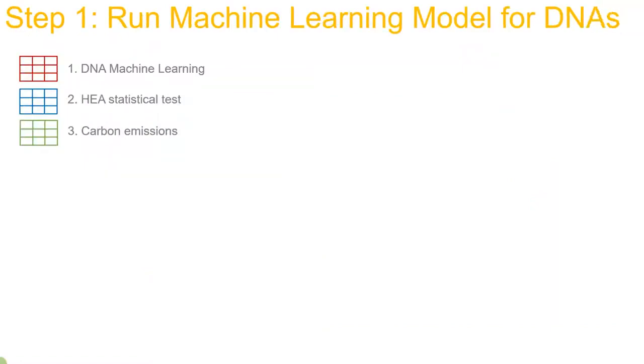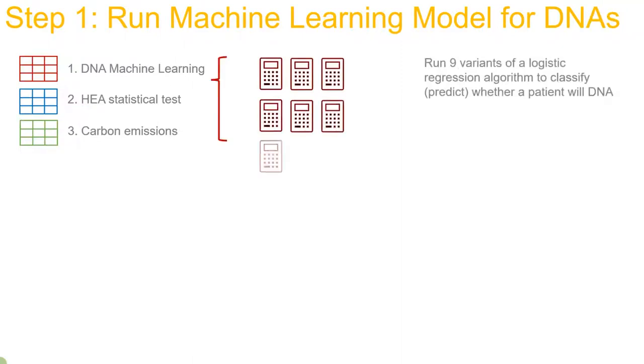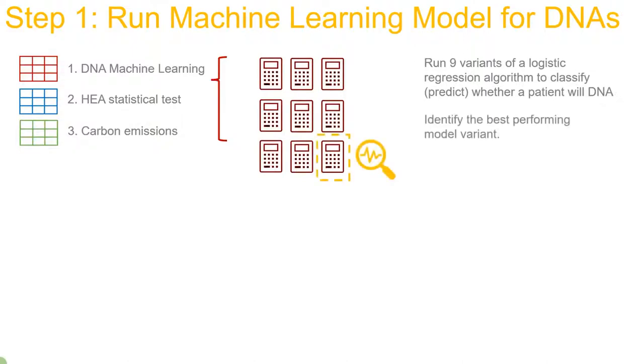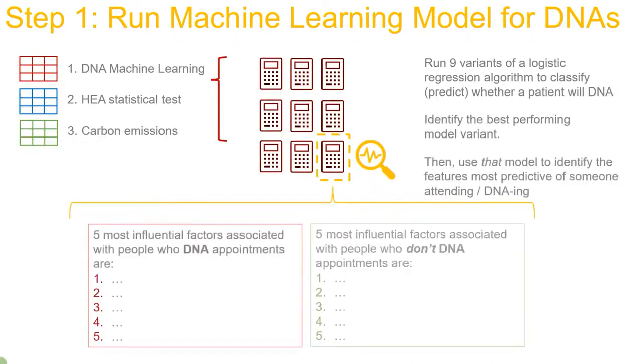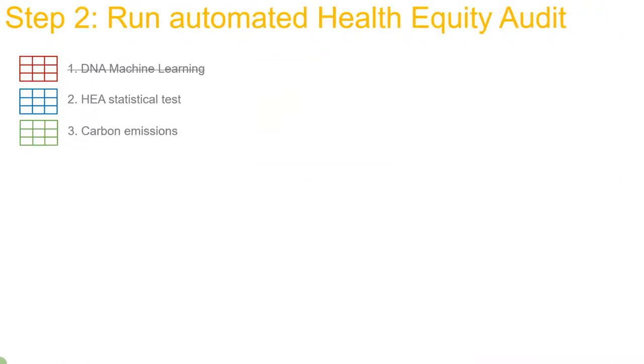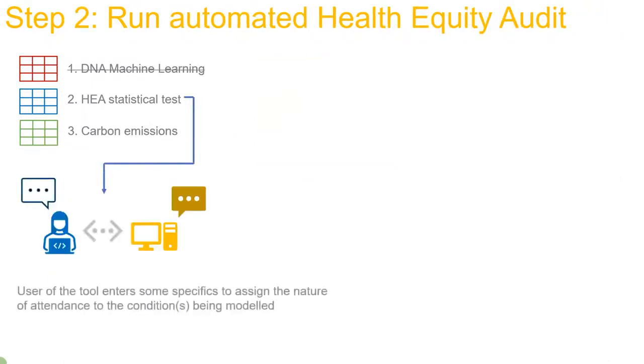So the first thing that happens is we run the machine learning model for the unattended appointments. This analyzes the processed service data with 9 logistic regression machine learning variants. It then identifies the optimum one of those 9, and then it returns the 5 most influential features associated with patients not attending their appointments using this optimum model. It then undertakes an automated health equity audit for n number of conditions, as is meaningful for the given service data in use. For our project, this is based on contraception and GUM, but it could be anything as relevant to the use case.